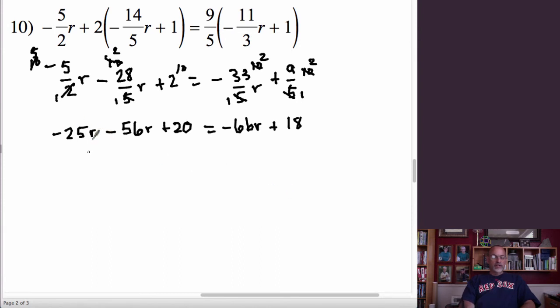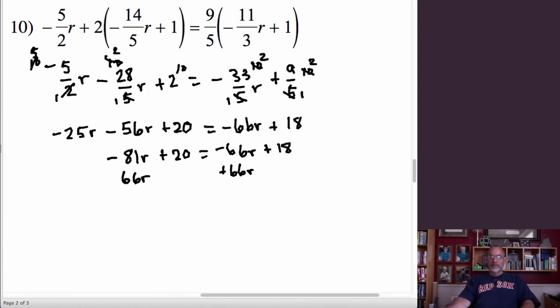We'll then combine like terms on each side, simplifying. So this is going to be negative 25, and negative 56 is going to be negative 81r, plus 20 is equal to negative 66r plus 18. Then in order to keep everything positive, I'm going to add 66r to both sides. Whoops, that's not going to make everything positive, is it? I should back up there. I want to keep everything positive. So what I'm going to do is add 81r to both sides. We'll come up with the same number on either side, except this side will be positive.